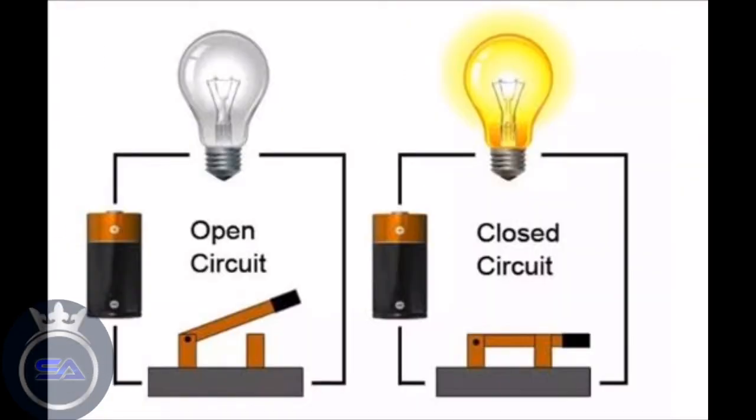Next subtopic is types of circuits. The first one is closed and open circuits. To make any circuit, the components should be connected properly with the terminals of a power source and be closed to enable the current to flow through the circuit. When the circuit is open, the flow of electric current is interrupted and the circuit will not work.